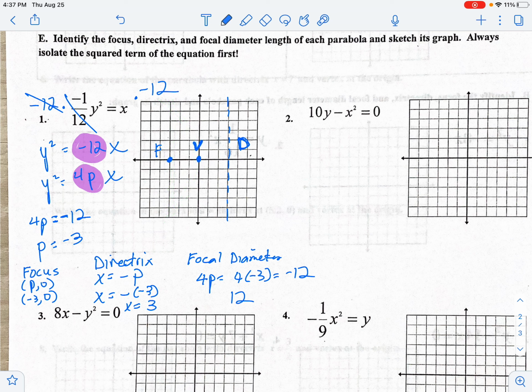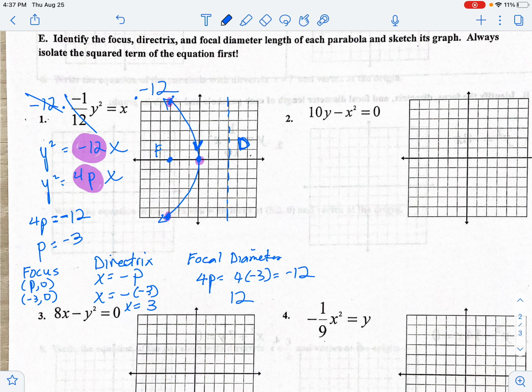Focal diameter of 12. That means I need to have an equal amount on both sides. That would be 6 up and 6 down. This gives us our 3 points to connect to get a parabola. Therefore, my final answer will look like that. A leftward facing parabola.